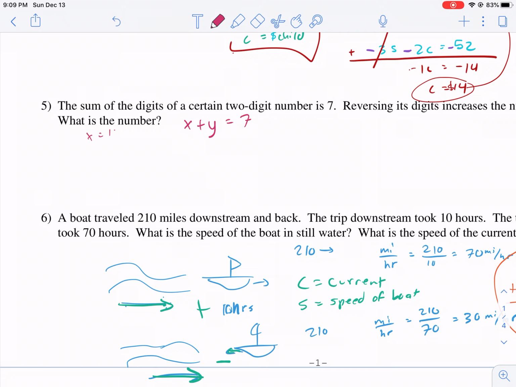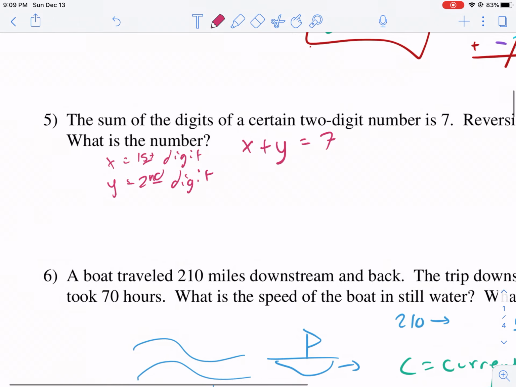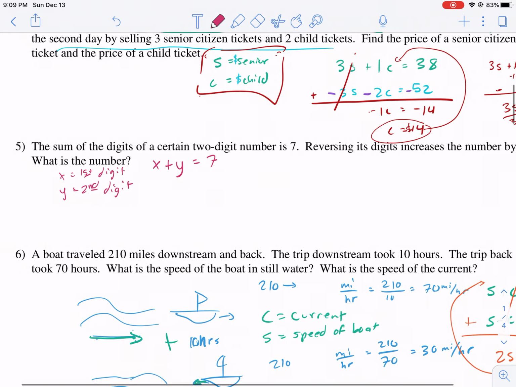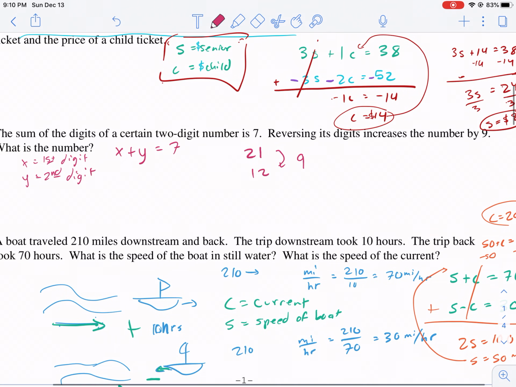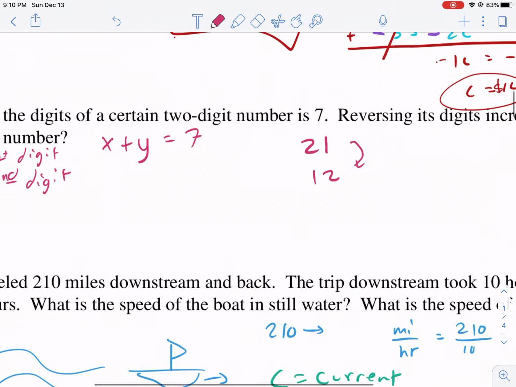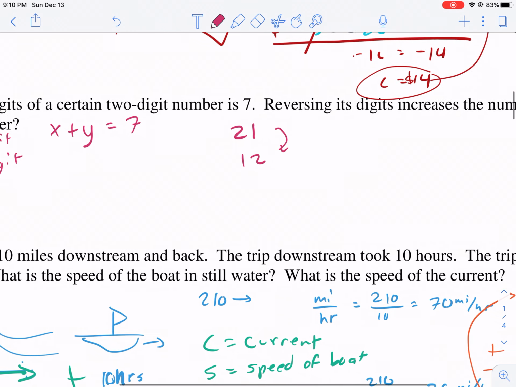So x is the first digit, y is the second digit. Now, reversing its digits increases the number by 9. That is a lot in one statement. So if we have the number 21 and we reverse its digits, it's 12. Notice how the value here went down 9. This doesn't add up to 7, so even though it goes down by 9 and fulfills the second part, it doesn't fulfill the first equation, x plus y equals 7. 2 plus 1 equals 3, not 7.